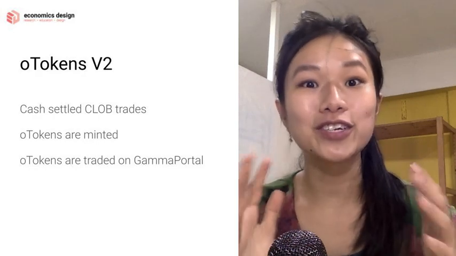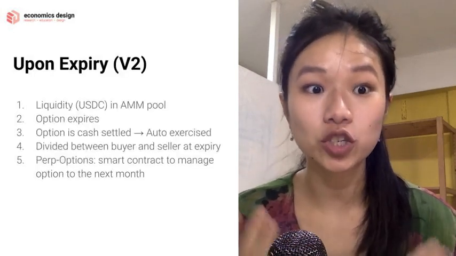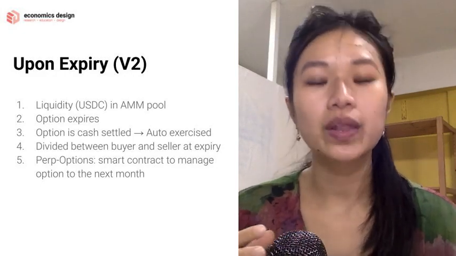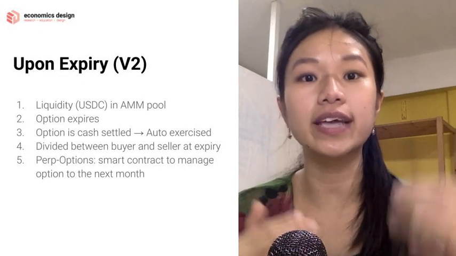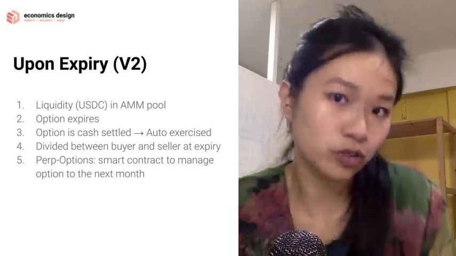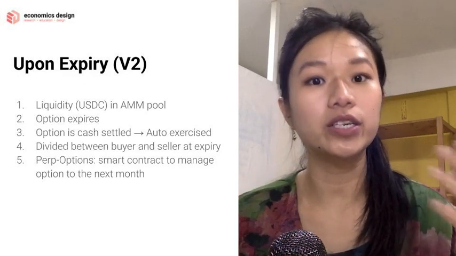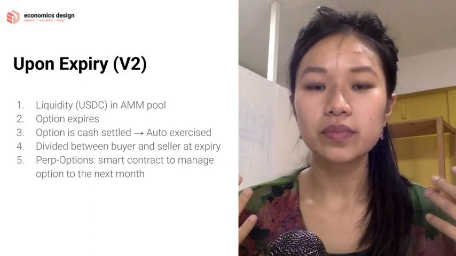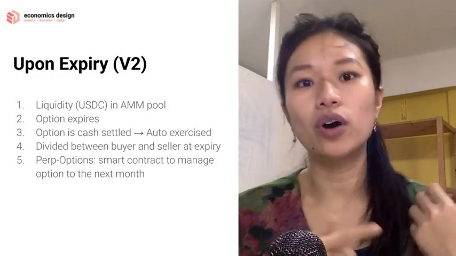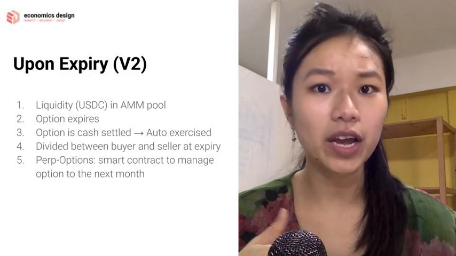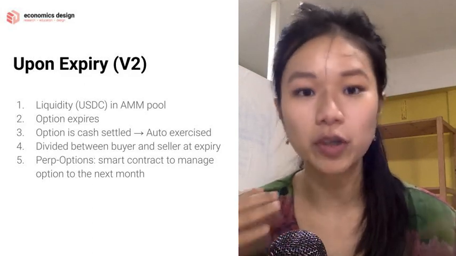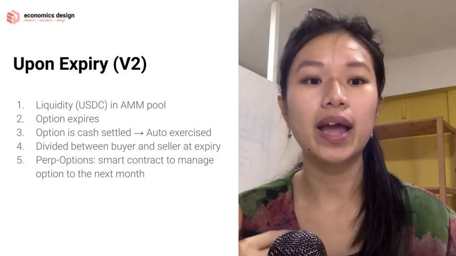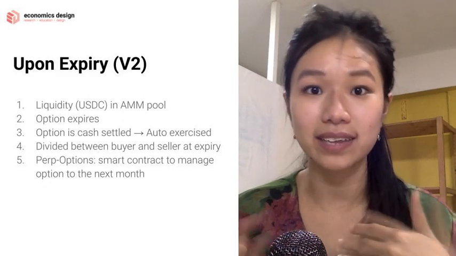So going back to the topic of Opyn, what happens upon expiry in version 2? Firstly, in the AMM pool, you have USDC that provides liquidity. Once options expire, they're calculated in cash dollars, which is also priced in USDC, and then the option is cash settled. The good thing is that it's exercised automatically, which is good because you don't have to figure out, do I need to exercise it, or is it in the money? Do I exercise it, or do I forget about it and then I lose money after that? This is exercised automatically. It is priced automatically, and it will be settled between the buyers and sellers at expiry.